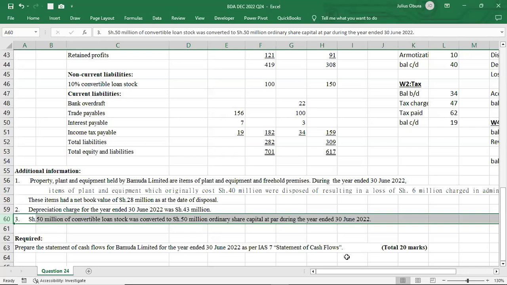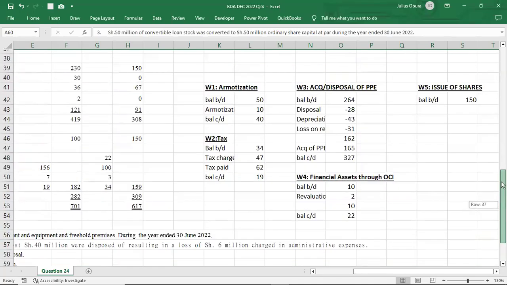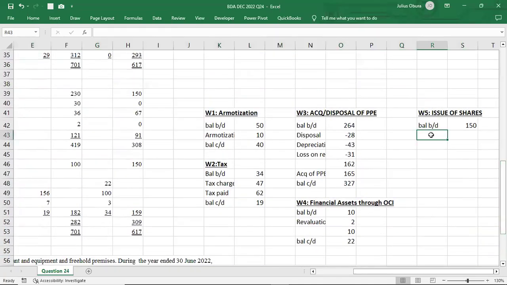So we are going to add that conversion of loan stock of 50 million. I can just call it loan stock here, and it is 50. So I think that's the only information that's affecting our shares, nothing else. So it means that we should end with 200. That is 150 plus 50, we have 200.